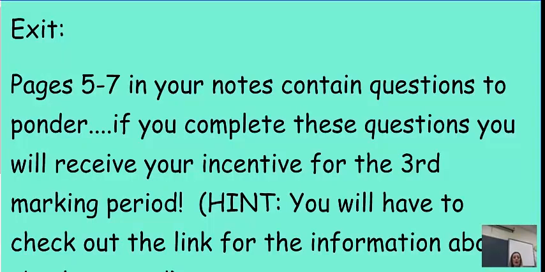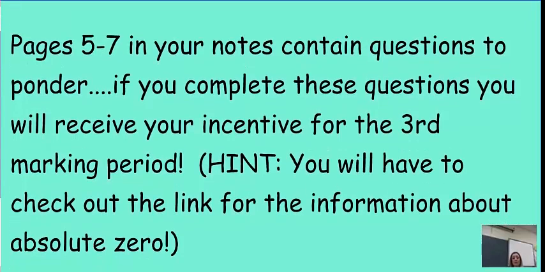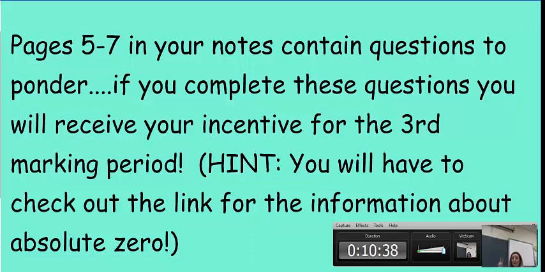Okay? So as your exit, on pages 5 through 7 in your notes, they contain questions to ponder. If you complete these questions, you will receive your incentive for the 3rd marking period. So you'll have to check out the link for information about absolute zero to help you answer some of those questions. But I prefer that you not help each other with this if you want to get those extra 2 points on your average. Okay, guys, so happy pondering.